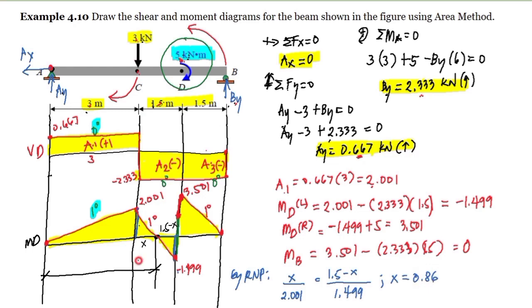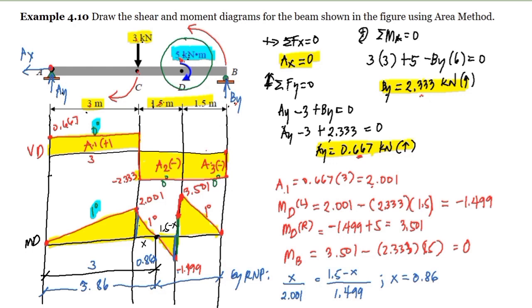But this 0.86 is only this part. You have to remember that we still have the 3 here. The total distance of our point of inflection is 3.86 meters from the left support. It depends on the problem. If the problem says right support, then the total distance of 6 minus 3.86 gives you the distance from the right. It depends on the problem.